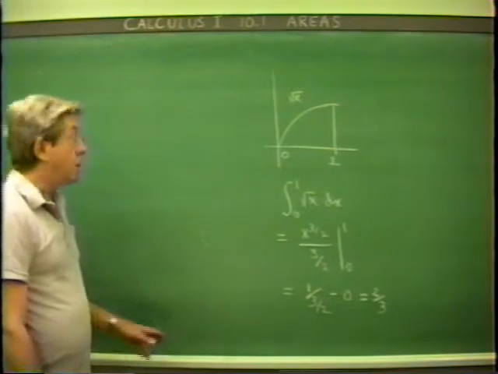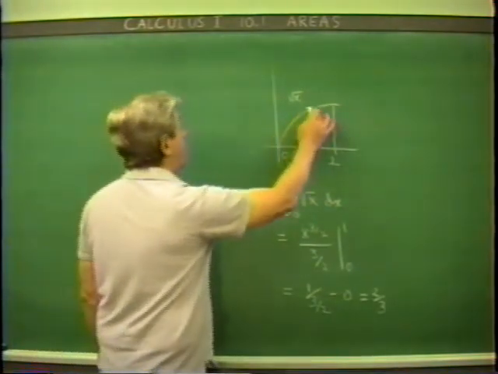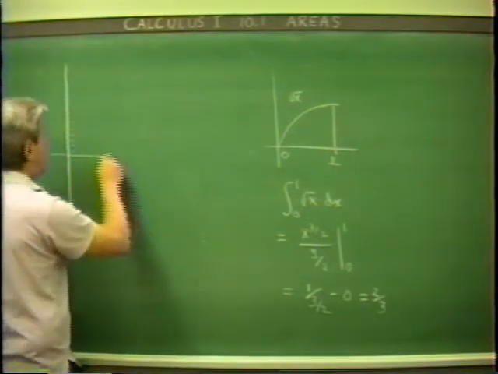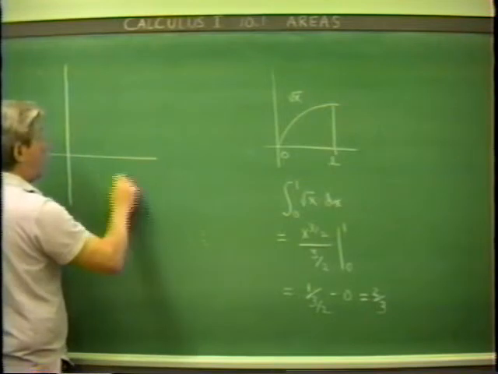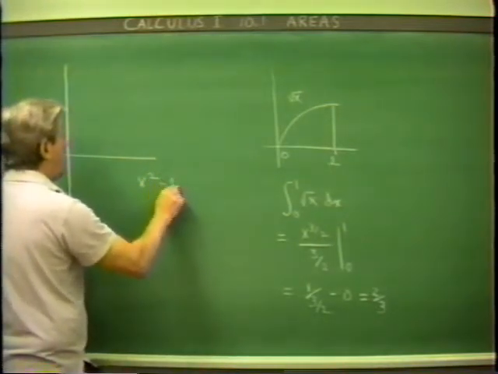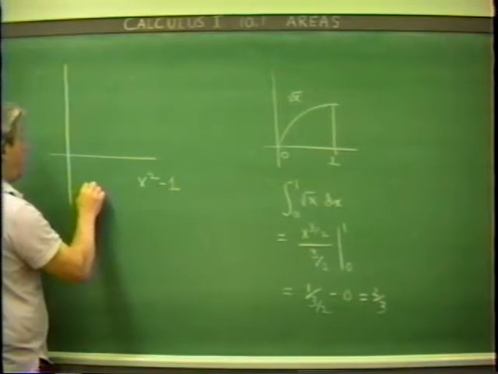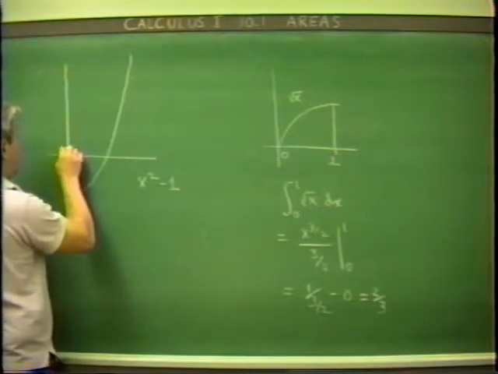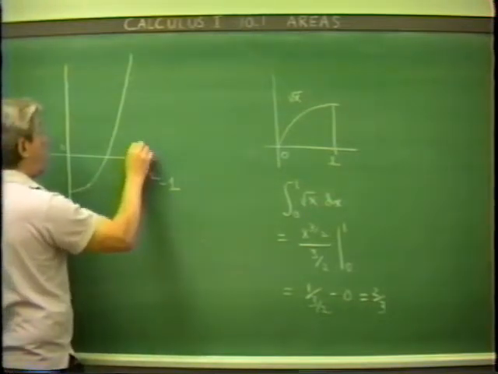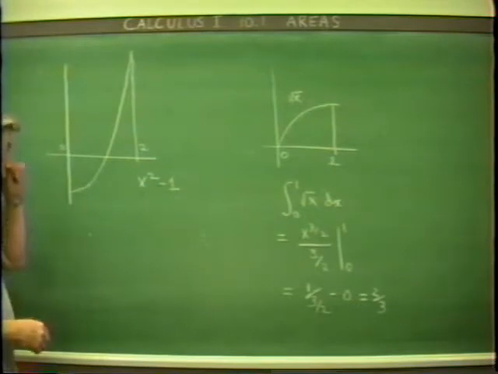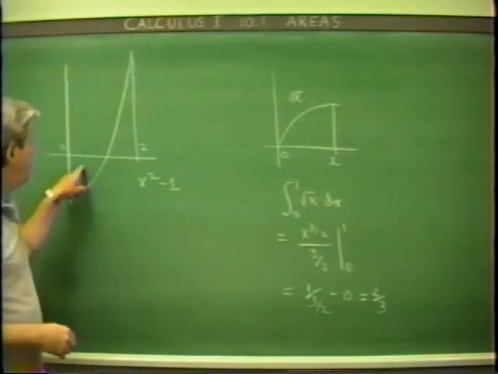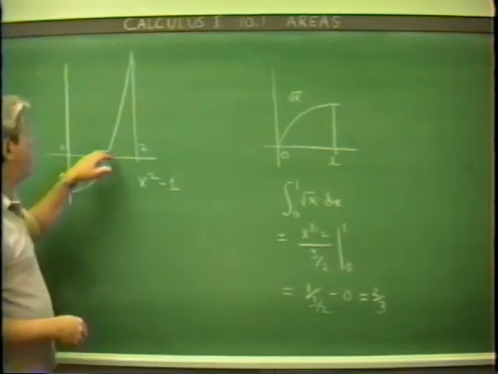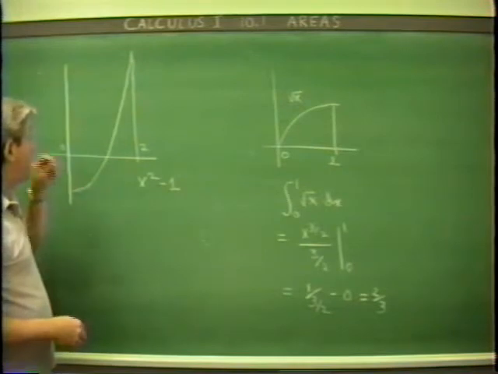Now, the situation becomes a little bit more complicated if the function is not directly above the axis. For example, if we were to take a look at the function x squared minus 1 between 0 and 2. This is a parabola opening upward. Looks something like this, between 0 and 2. Now what's going to happen here is that the integral will count this area as negative and this area as positive.